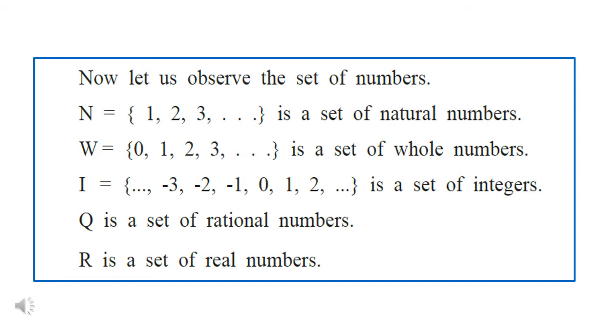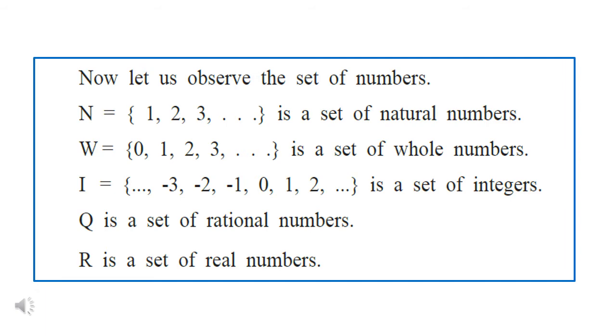Okay. Then capital W stands for whole numbers, a set of whole numbers. We all know that whole numbers start from 0. So here the elements are 0, 1, 2, 3, and again 3 dots.